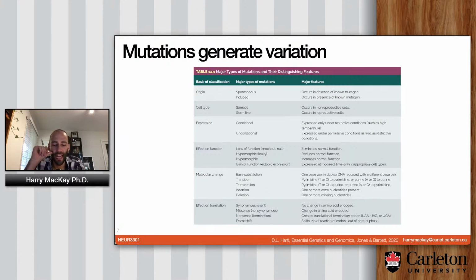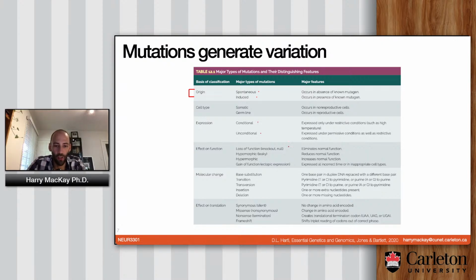So I just pasted in a table from one of my textbooks that goes over this. And I don't want to belabor these points too much, of course, because this would hopefully be stuff that's somewhat familiar to you all. But it just goes over the basic ways of classifying mutations. There's origin. They are either spontaneous or induced, meaning that either they were caused by something like UV light or a mutagen, or they just happened by random chance. There's the cell type, whether they're somatic or germline. We talked about that. There's expression, whether they're universally expressed or if they're dependent on something.